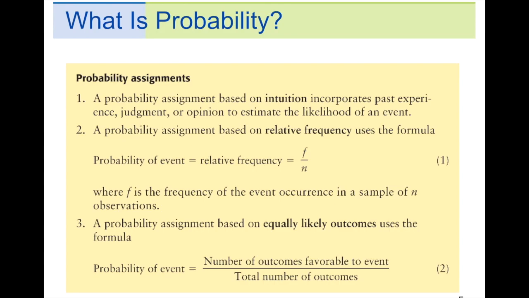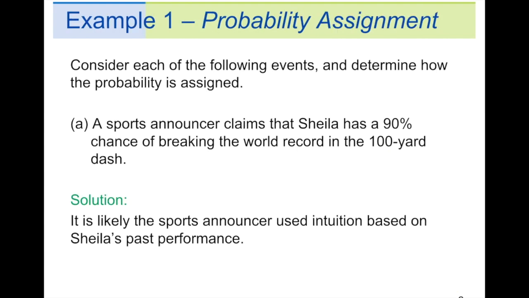Number 3, a probability assignment based on equally likely outcomes uses the formula probability of event equals number of outcomes favorable to event divided by the total number of outcomes. Consider each of the following events and determine how the probability is assigned.